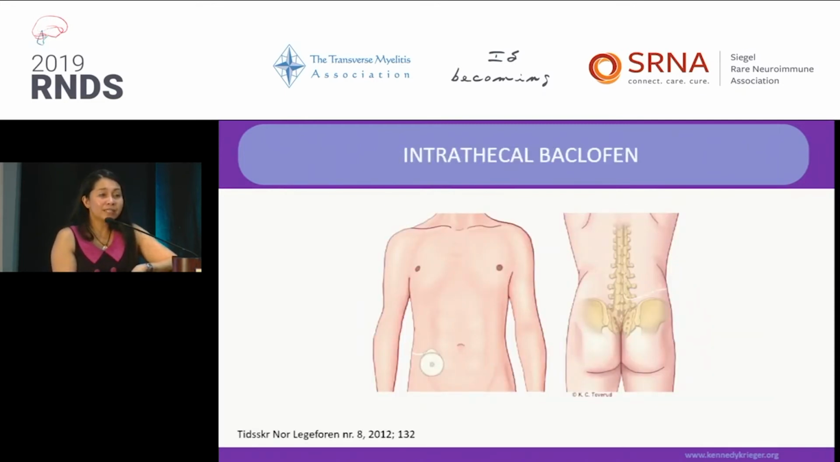Intrathecal baclofen, it's an implantation of a pump with a catheter that is threaded into your spinal canal. So it delivers baclofen to directly bathe your spinal cord. The amount of baclofen that is given is very, very small compared to oral baclofen. But this requires a lot of commitment also from the family members, because I have to see you periodically to refill the pump or if we need to make any adjustments.